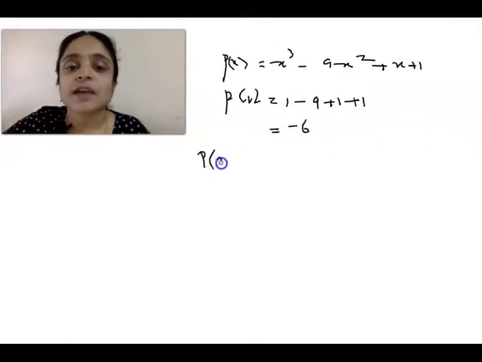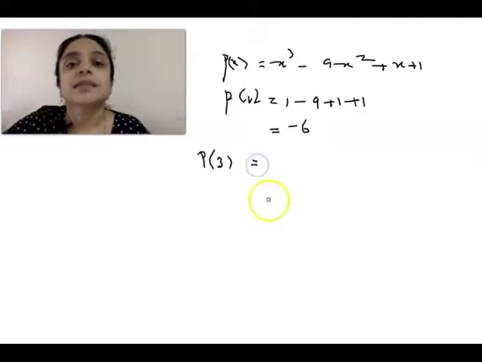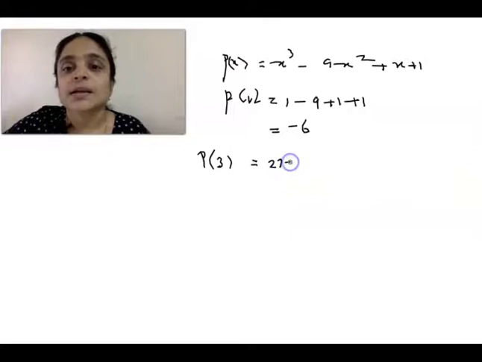Can you find the value of p of x at x equal to 3? It is 3 cube, which is 27, minus 9 into 9 is 81, plus 3 plus 1. 27 plus 3 is 30, 30 plus 1 is 31, and 31 minus 81 is minus 50, right?